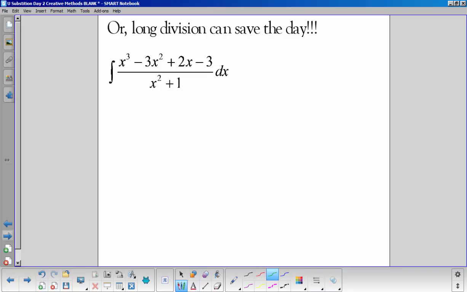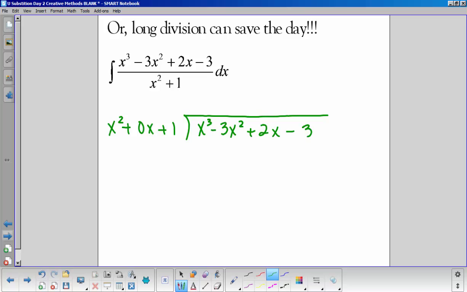Or long division can save the day. Now, I chose this one on purpose because this has got an irreducible quadratic factor in the denominator, right? So we can't use synthetic, right? I just wanted to remind ourselves that we can use long division. So that's going to be x squared plus 0x plus 1, because you have to have a placeholder for the x position, divided into x cubed minus 3x squared plus 2x minus 3.